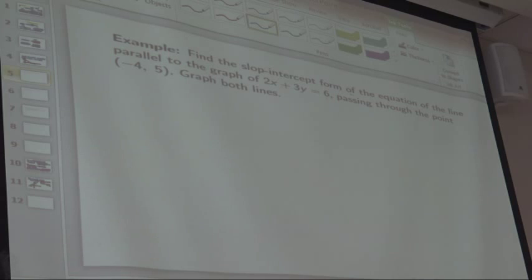Now we're going to find the slope-intercept form. The slope-intercept form is like the y equals mx plus b of the equation of the line, and it said that it is parallel to the given equation 2x plus 3y is equal to 6. And then it said that it passed through a point. So we know the point. A point is given as negative 4,5. That's given.